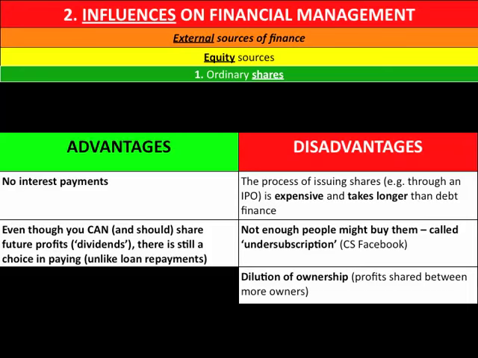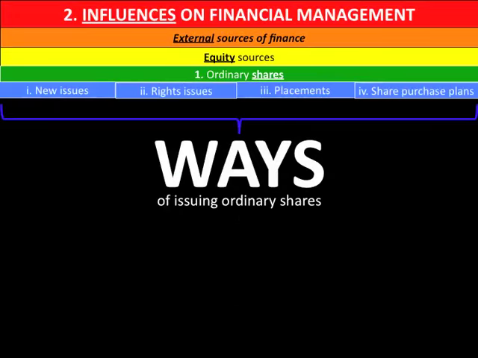But the syllabus requires that you go into even more detail about ordinary shares. The ways of issuing ordinary shares are also covered in the syllabus. You've got those 4 different ways: new issues, rights issues, placements, and share purchase plans. Really, the new issues one is the one that you probably already understand, and anyone would, if they have a basic grasp of it.